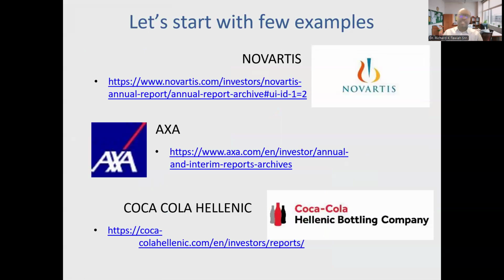Let's start with a few examples. Novartis has its annual report. You look through this particular link and you will get detailed information. They're covering both financial and non-financial. AXA similarly has its annual and interim reports. There's an archive; you go in, you get it. Coca-Cola will also give you this in its report. This list is not exhaustive.